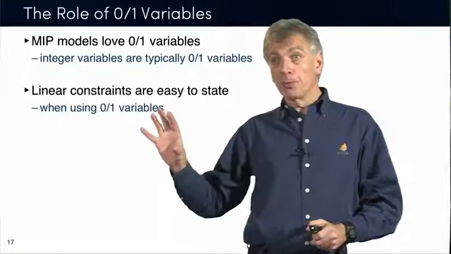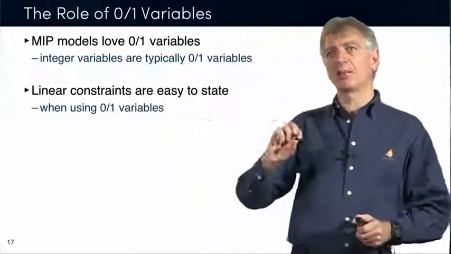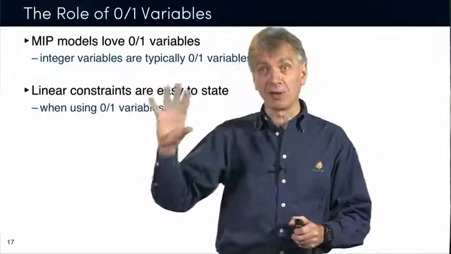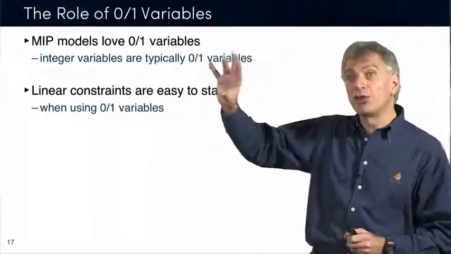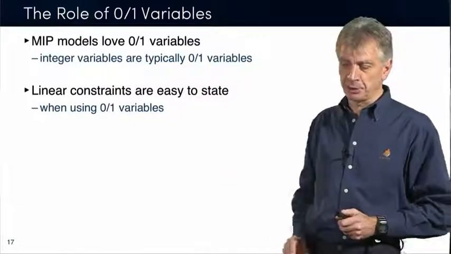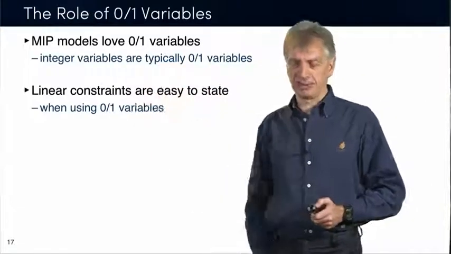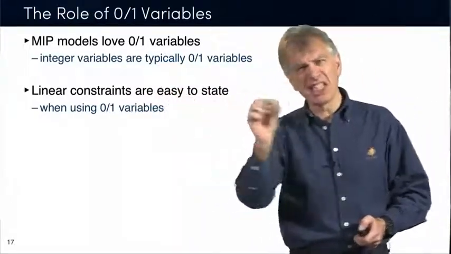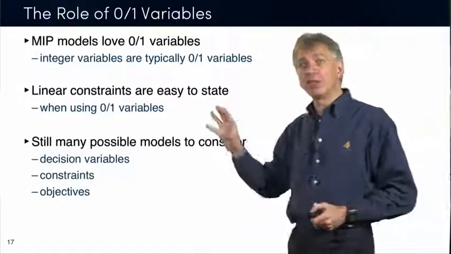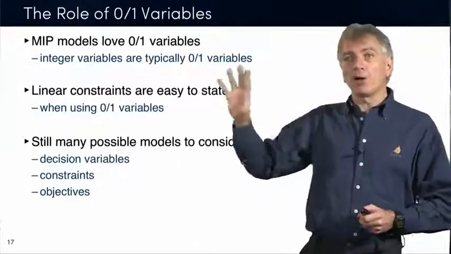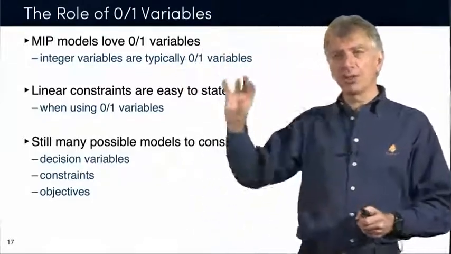But the good point is that once you have these 0, 1 variables, expressing linear constraints is typically very simple. You use these very simple 0, 1 variables, and then all the constraints are easy to state in general. Sometimes they have many indices, but they are easy to state. It doesn't mean that modeling in MIP is easy, and we'll see some of these issues later on.